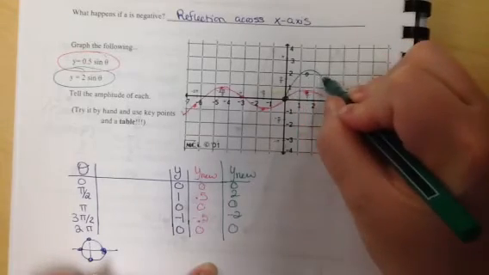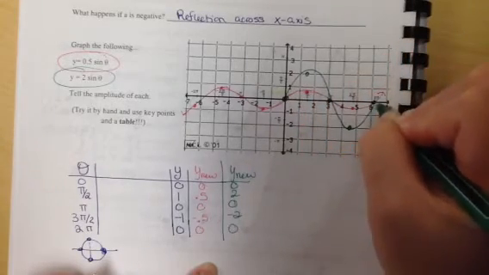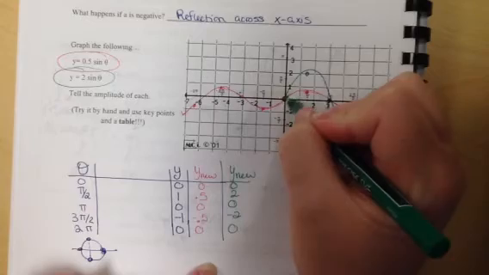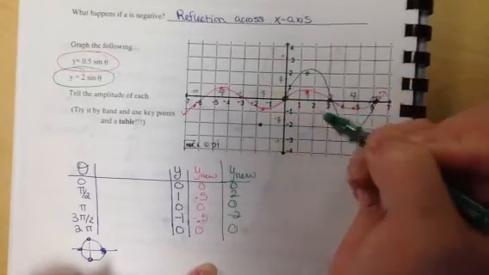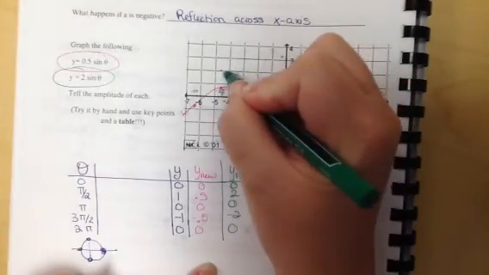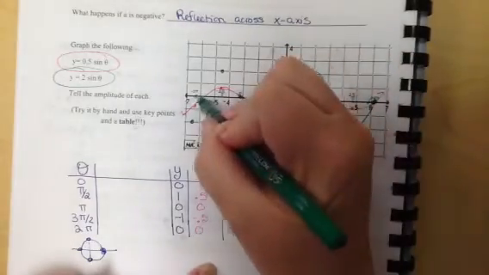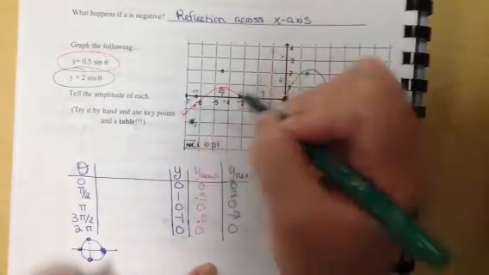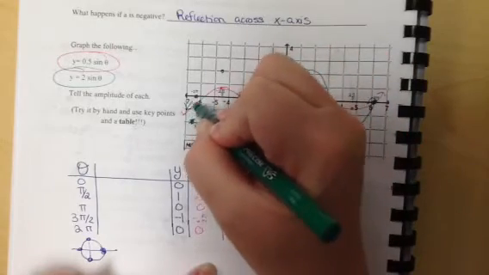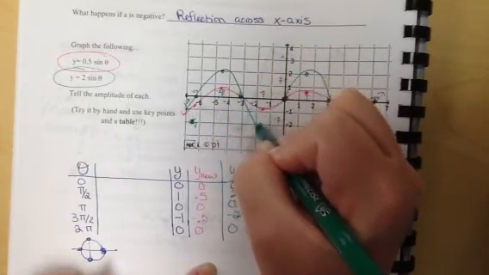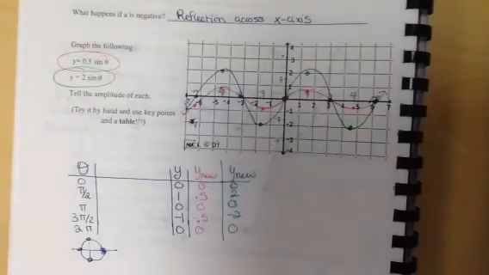And then I'm going to go backwards and do the same thing and follow the pattern. Down, up, down. Oh, that was an error. You want this one right here. So there's my green graph.